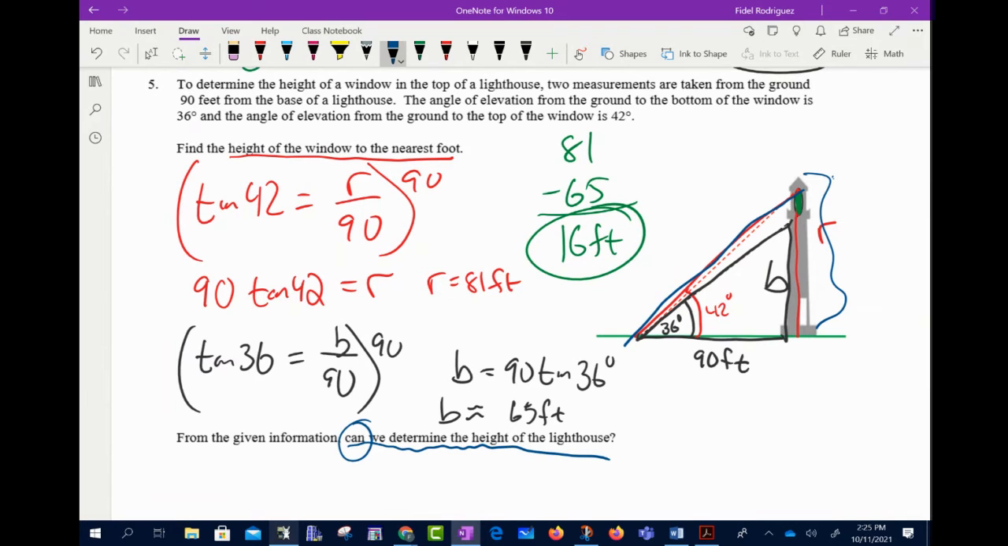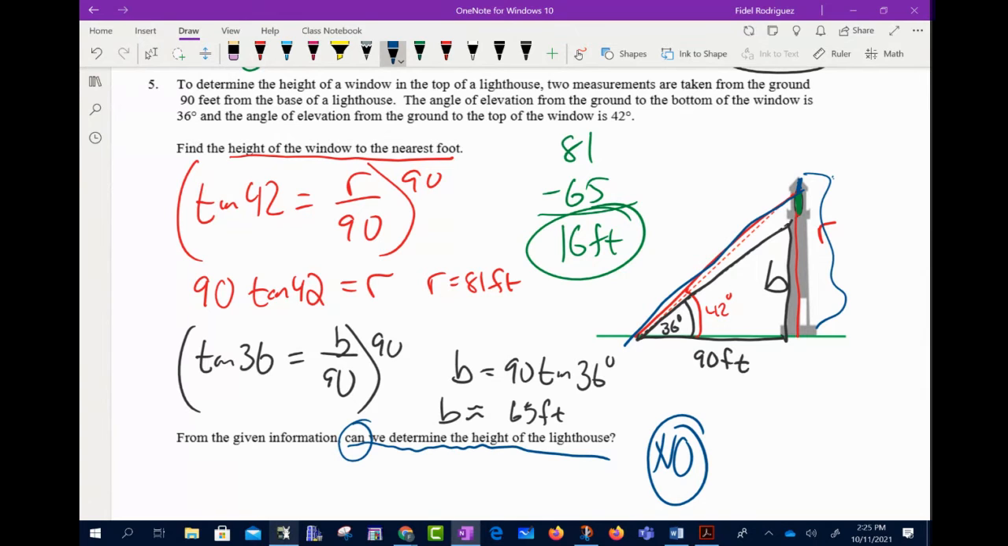Can we determine? What do you guys think? If you say yes, raise your hand. If you say yes, you can do it. No? Okay. No, we can't. Yeah, because there's no way for us to figure out that little piece right there. We'd have to know that little piece right there.